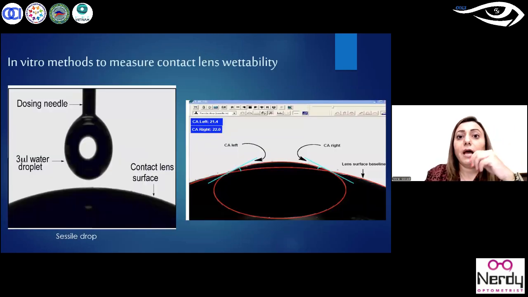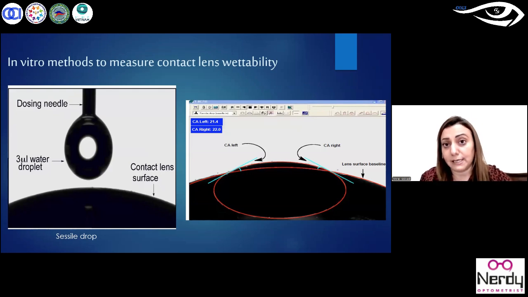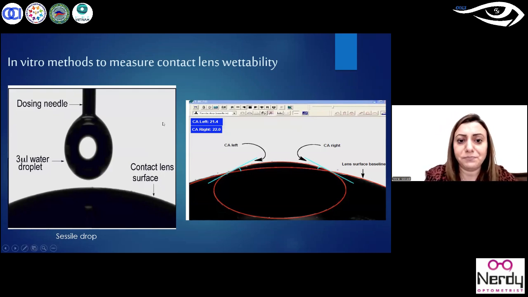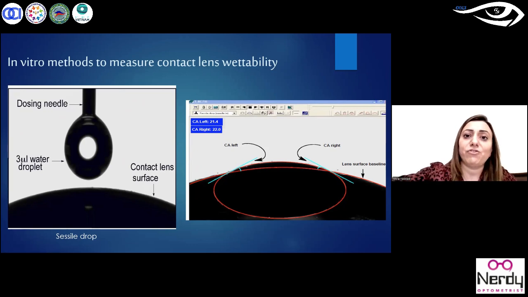Okay. Now, wettability, we said it is measured using the contact angle. In vitro methods for measuring the contact lens wettability. In vitro means in the lab. So how do we measure contact lens wettability in the lab?